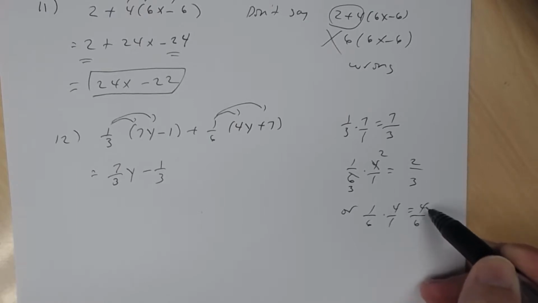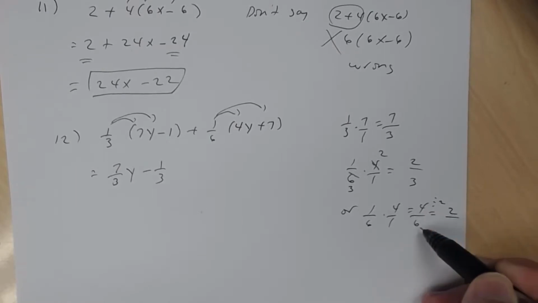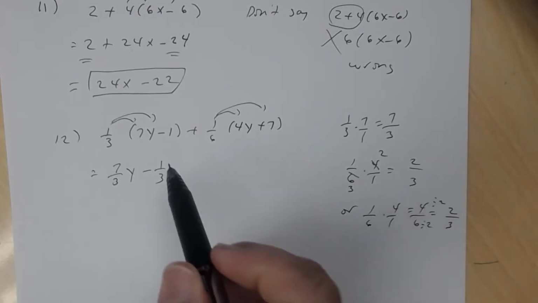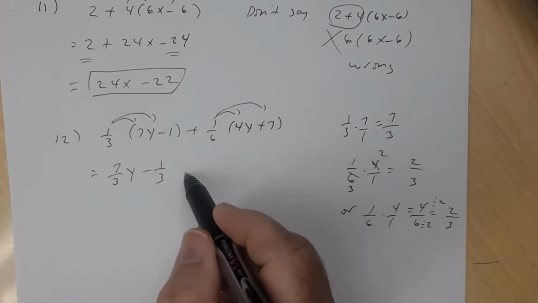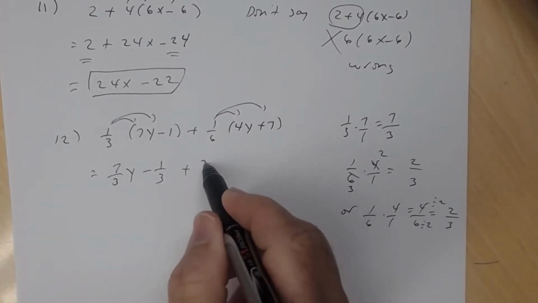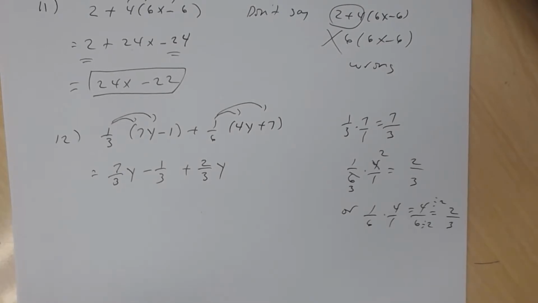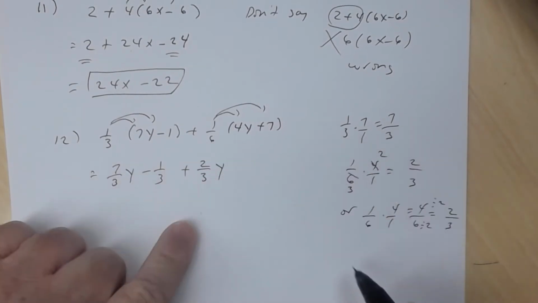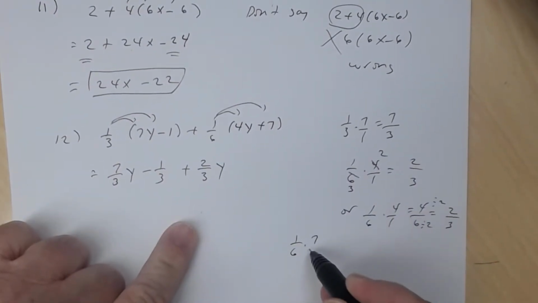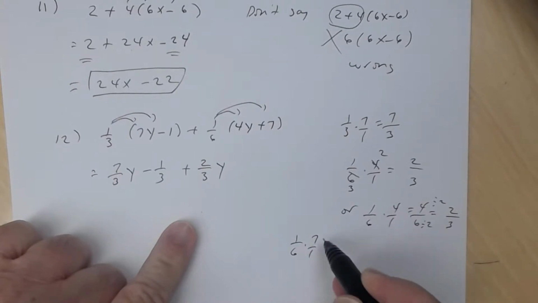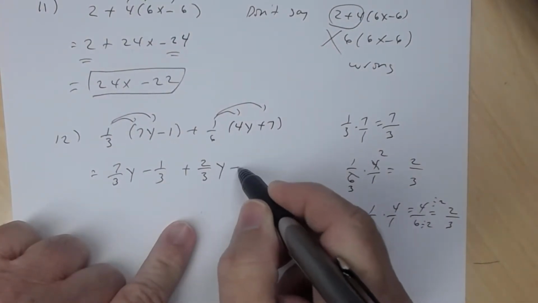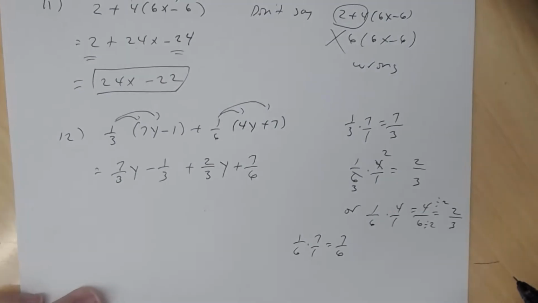They're both divisible by 2, so 4 divided by 2 is 2. 6 divided by 2 is 3. So you get the same thing regardless. But the point here is that 1/6 times 4y is a positive 2/3 y. And then over here, 1/6 times 7, that's 7 over 1. I can't reduce anything here, so I'm just going to multiply the numerators. 1 times 7 is 7, 6 times 1 is 6, you get 7/6. So this is 2/3 y plus 7/6. Okay, so that's what I have.